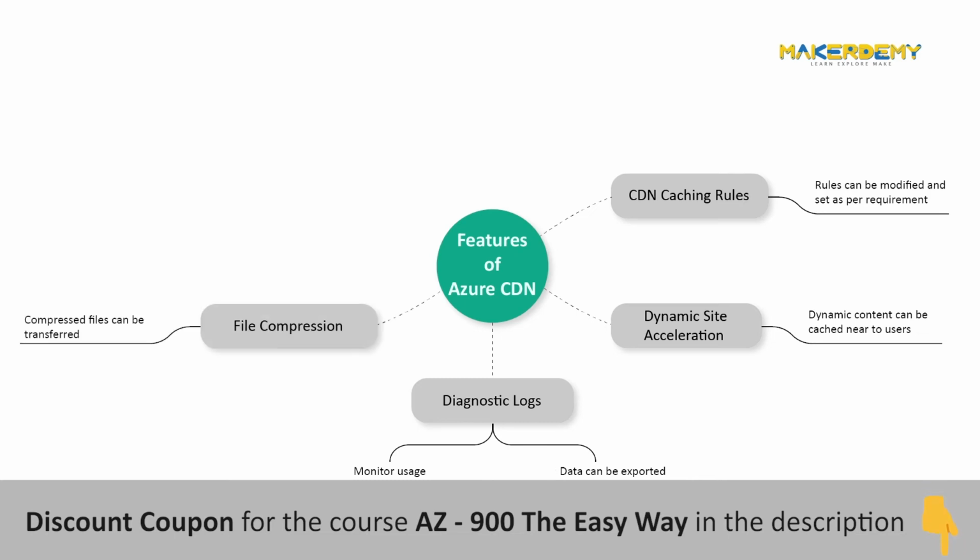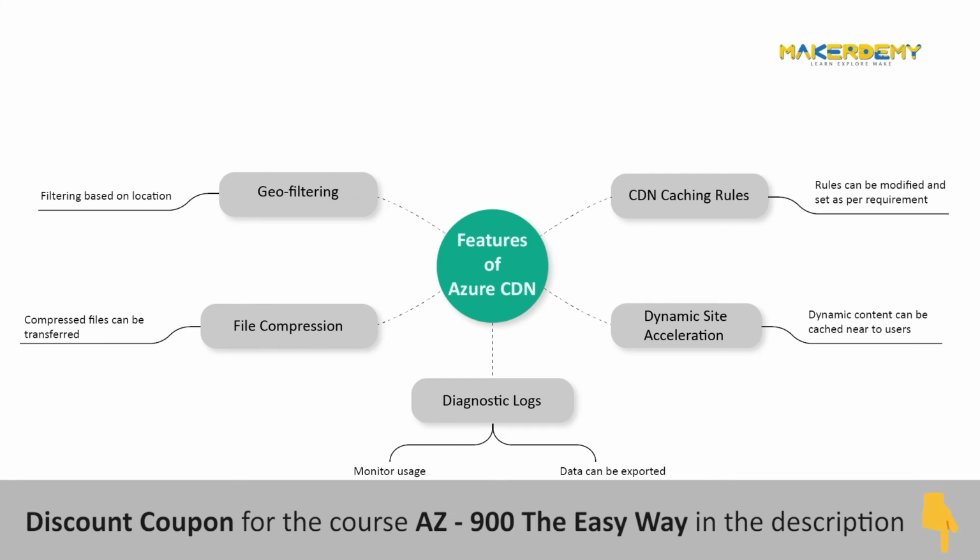File compression. Transfer of data of small size is faster than transferring data of large size. There is a feature in Azure CDN that enables file compression that helps in fast data transfer.